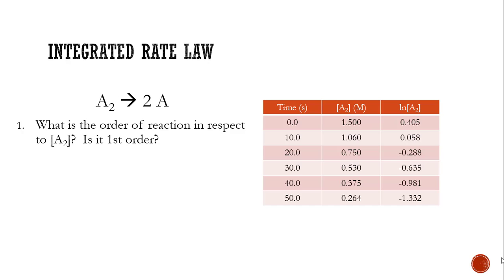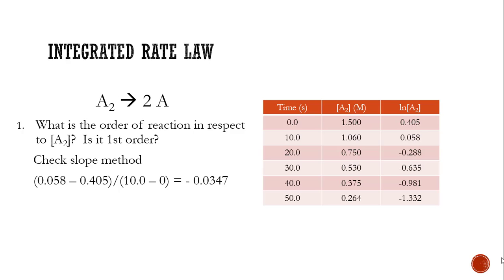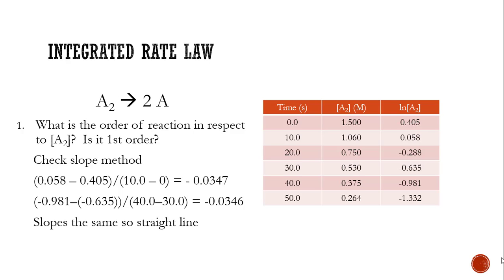If you don't have graph paper handy, then you can use the check slope method. 0 to 10 seconds gives you this value. 30 to 40 seconds gives you essentially the same value. It's off by 1/10,000th, which is rounding error. So the slopes are the same. So this must be a straight line. So this is a first order reaction.